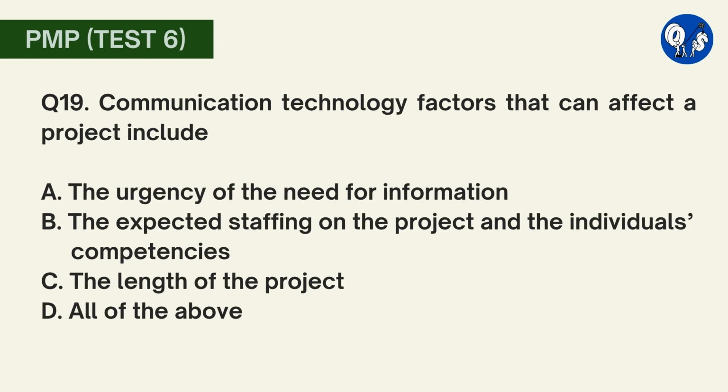Question number 19. Communication technology factors that can affect a project include A. The urgency of the need for information, B. The expected staffing on the project and the individual's competencies, C. The length of the project, D. All of the above. Here option D is correct. Communications technology factors include the urgency of the need for information, the expected staffing for the project, the staff members' individual skill set, and the length of the project.